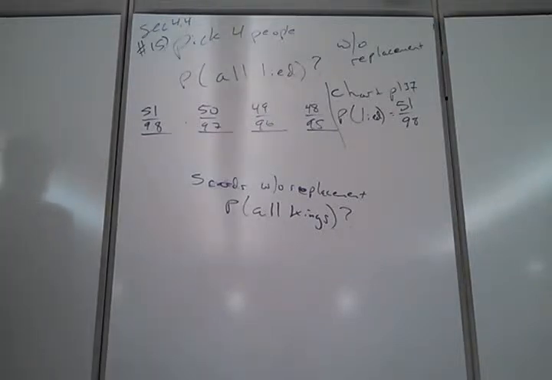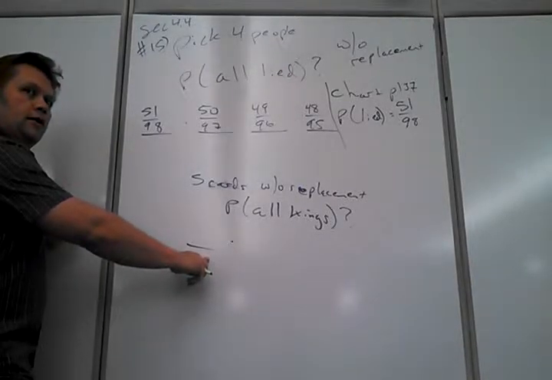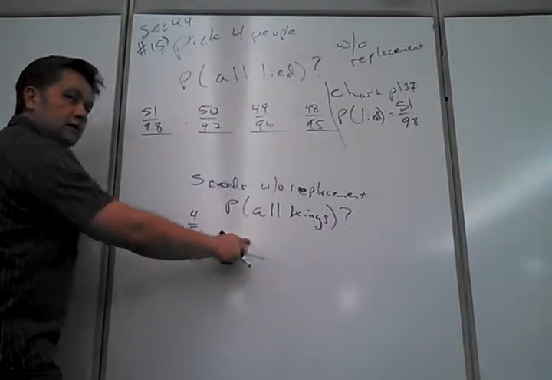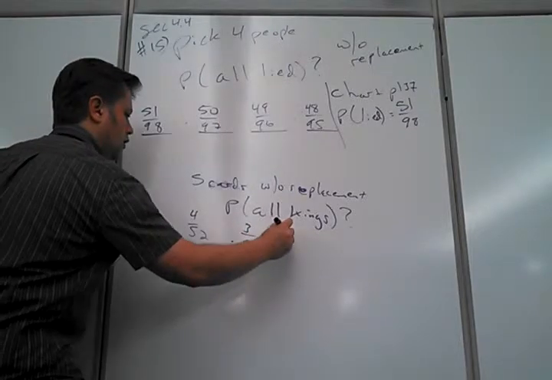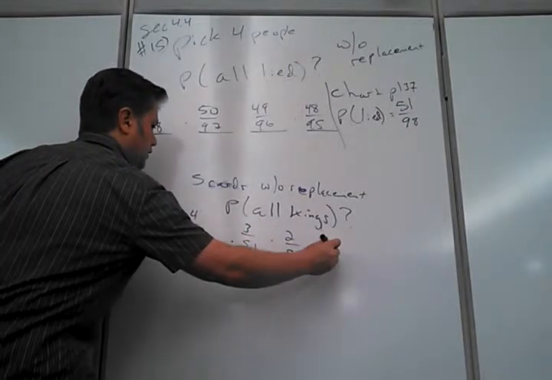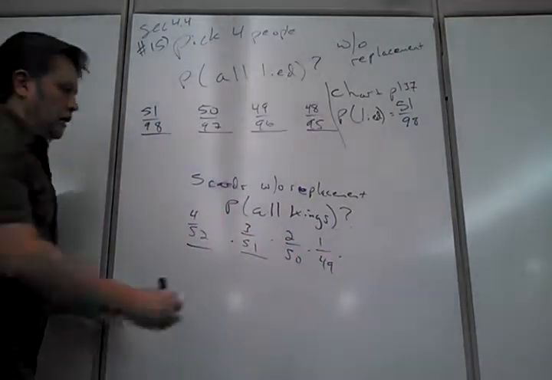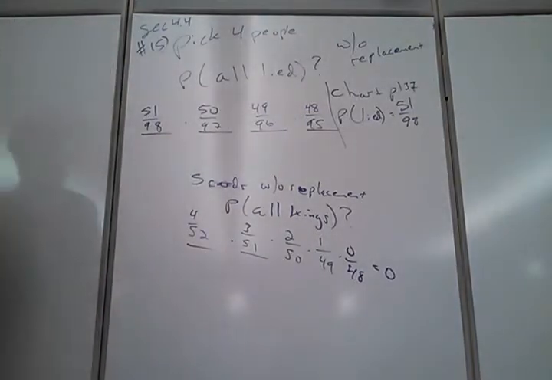Zero. Good. I heard the right answer up here. What would the first one be? The first card is a king. What's the probability of that? 4 out of 52. What's the next one? Probability it's a king is 3 out of 51, because there's one less king, one less card. And the last, of course, the fifth card: how many kings are left? Zero. So the whole thing goes to zero. Of course, you can't pick five kings from a deck of cards without replacement.